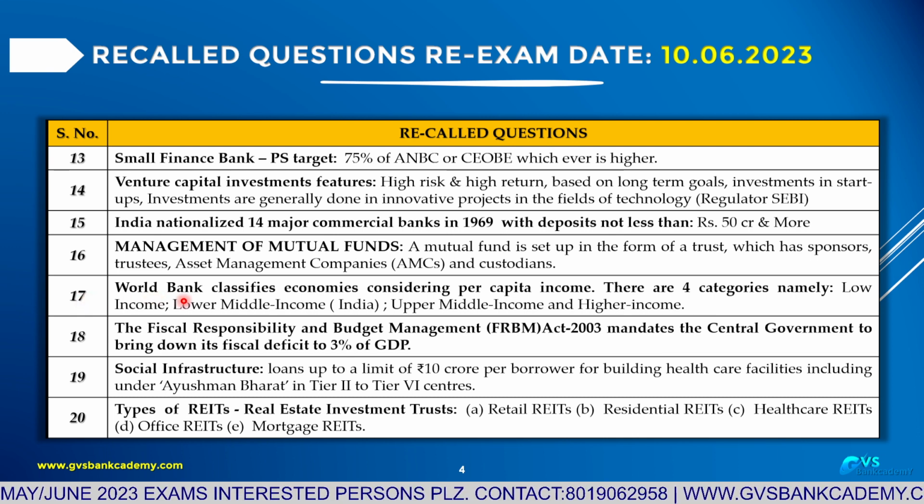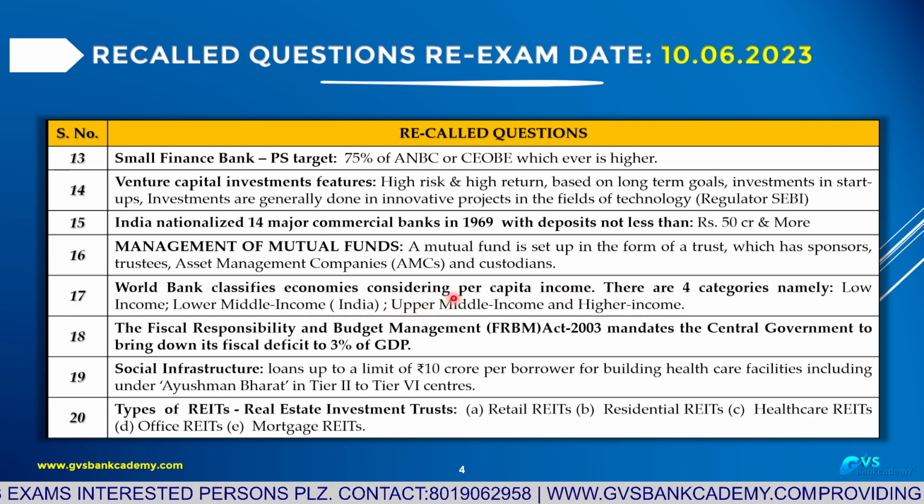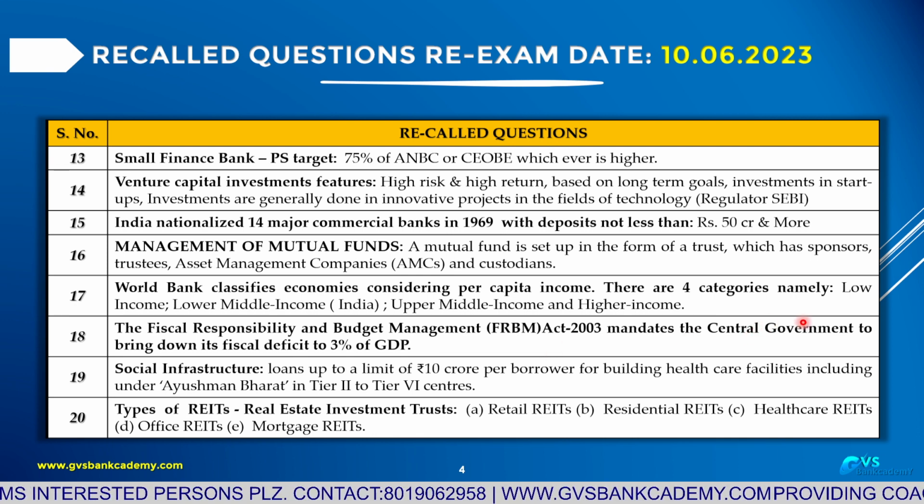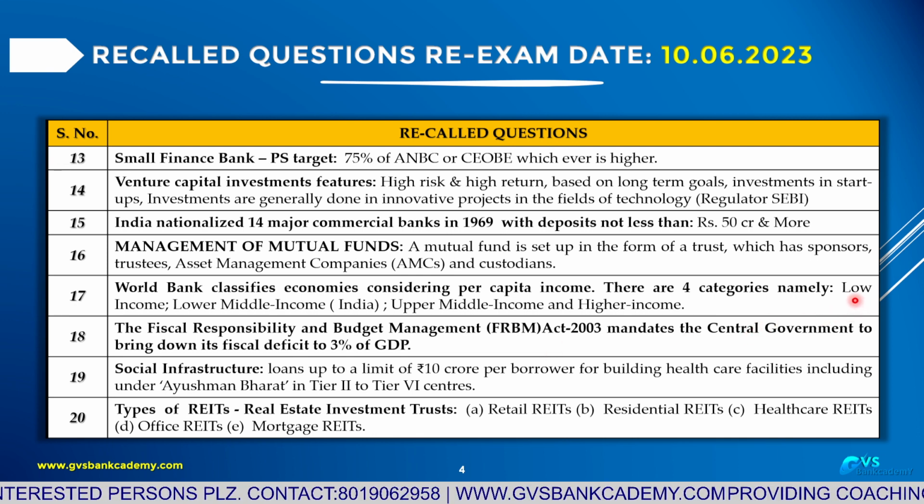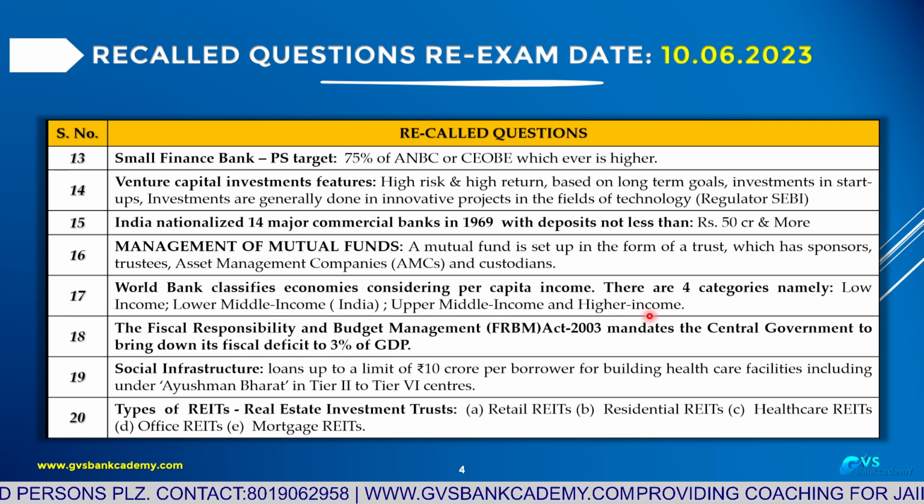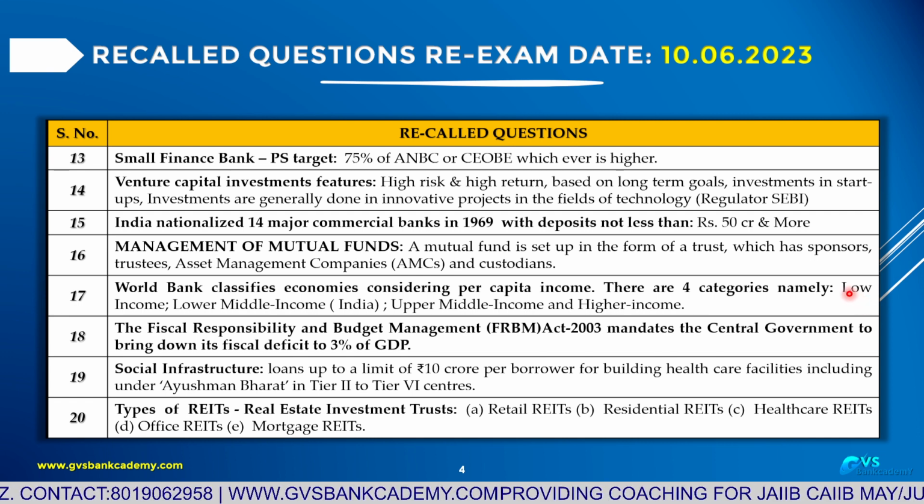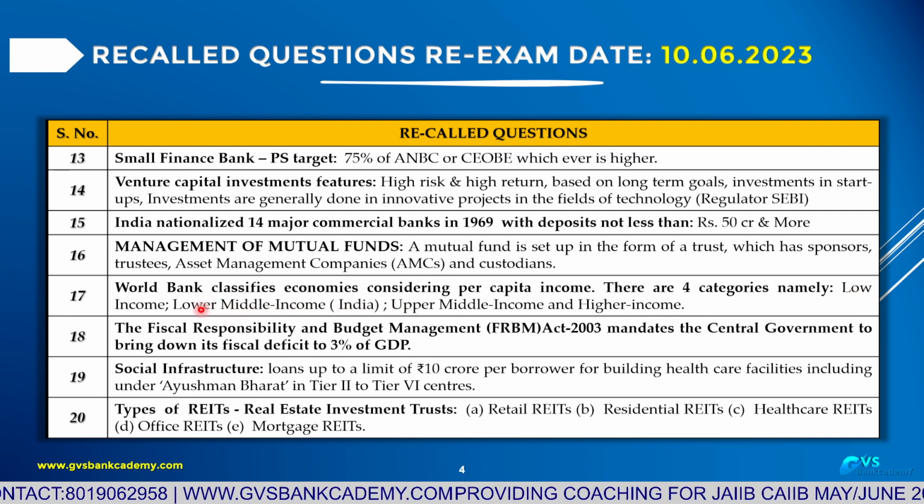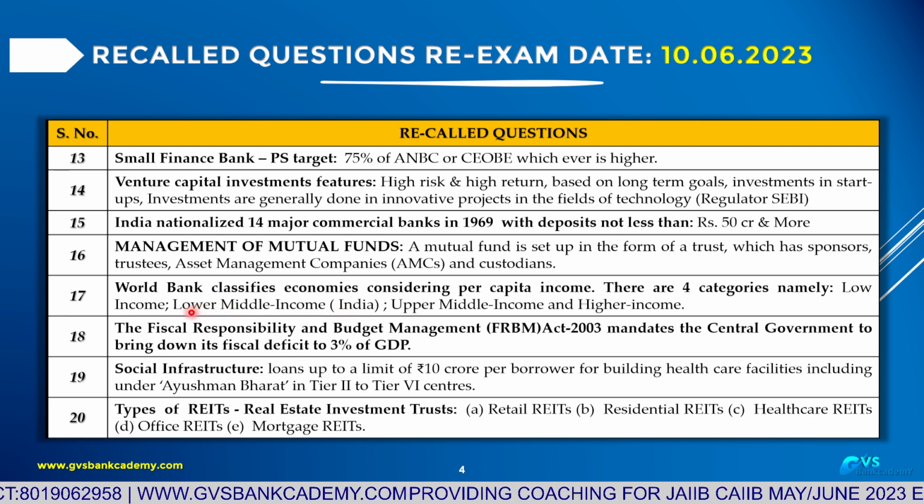Question number 17. World Bank classifies economies considering per capita income. World Bank is classifying the economies based on per capita income. There are 4 categories, namely low income countries, lower middle income countries, upper middle income countries, higher income countries. Very, very important. India comes under lower middle income. This is the examination question.